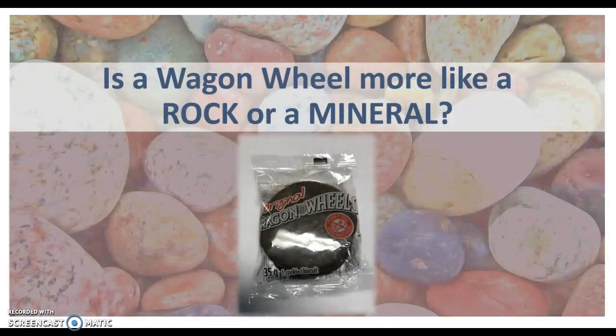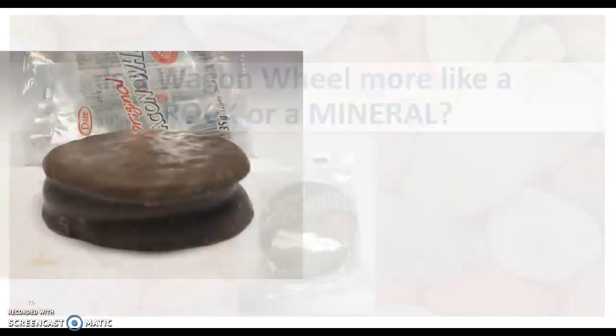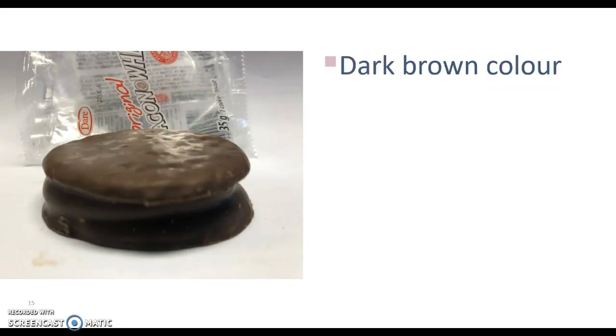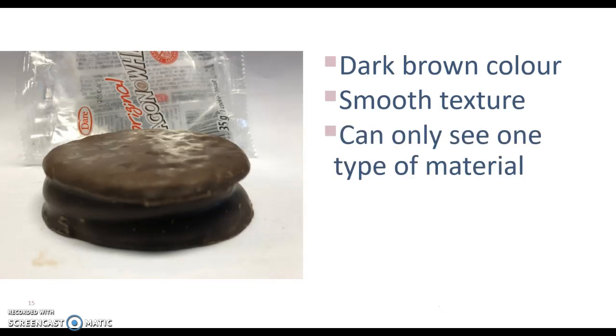Our final example, the wagon wheel. Is that more like a rock or more like a mineral? Well, the outside has the dark brown color, the smooth texture, just like some of our earlier examples, and you can only see that one type of material. So you can really notice that looking at a rock or a sample from the outside doesn't tell you if it's a rock or a mineral right off the bat.